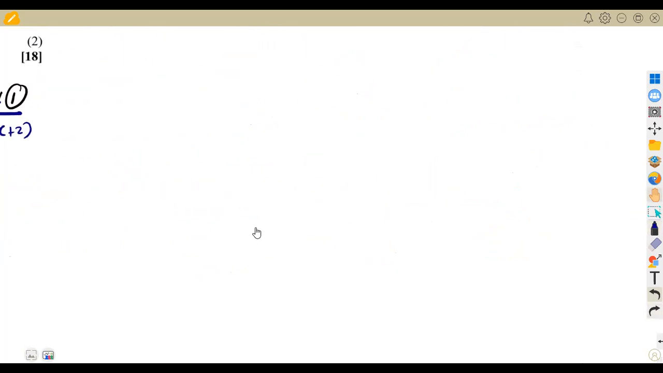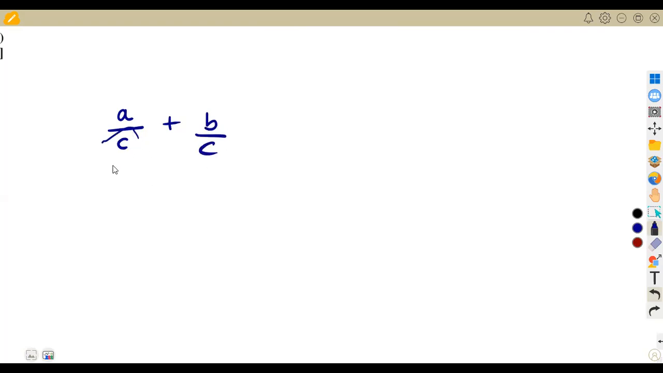Remember that. I want you to go back here. Remember what I said. If you are given A over C plus B over C, like this, and the denominators are the same, it means I can simply combine what I have in the numerator together. That is going to give us A plus B, everything over C.